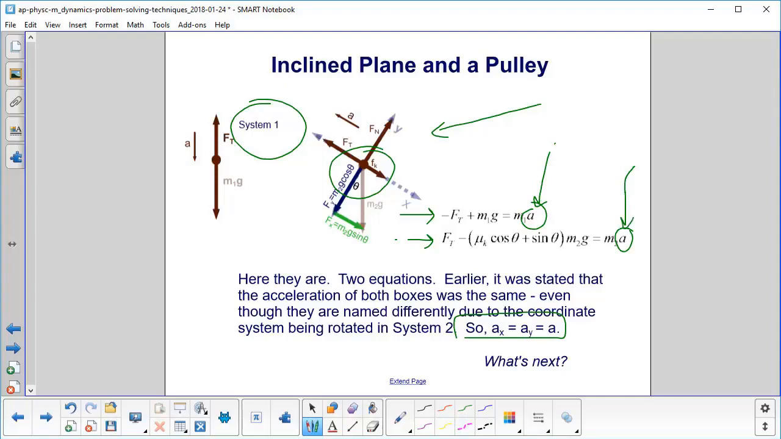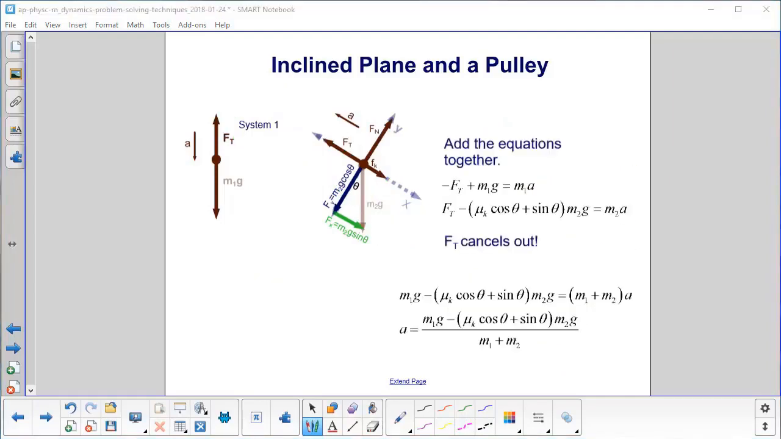What's next? We have a system of equations. Both must be true because they're describing the same physical condition. So let's add them together. And note that the tension force cancels out, which is good. That's kind of a foreshadowing for when we solve this the second way, where we assume the whole collection of the two boxes and the pulley and the plane all act as one system. But we'll get to there.